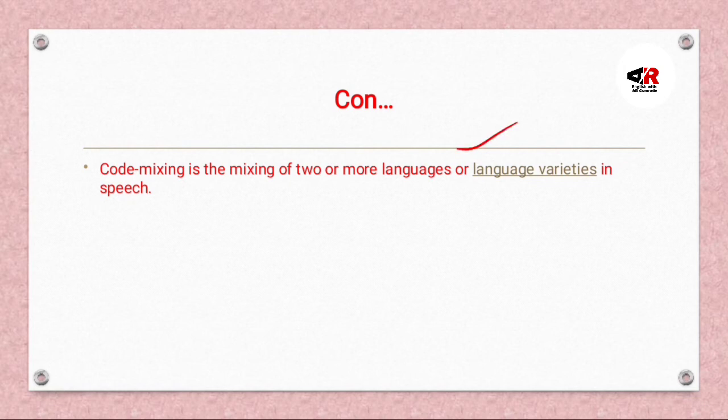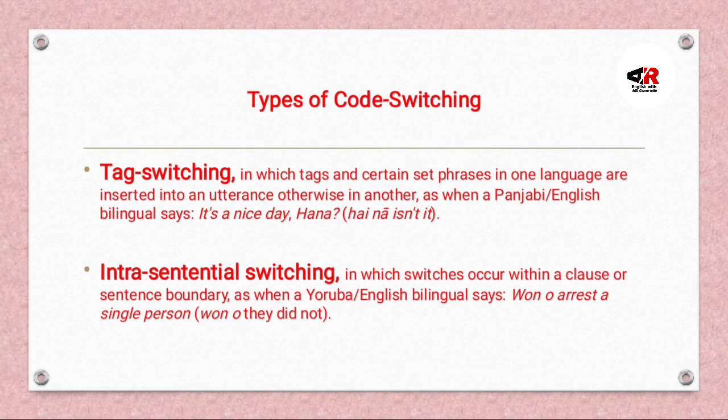And the second type is extrasentential mixing. Normally it occurs between sentences, because it occurs at sentence boundaries. It requires less complex syntax interaction between the two languages involved in code mixing. Now let's talk about types of code switching. That was the types of code mixing.